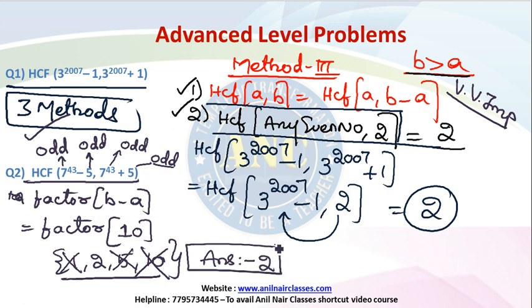Answer for this question is 2. Idea clear? HCF of any two numbers, answer is a factor, an element in the factor of their difference.